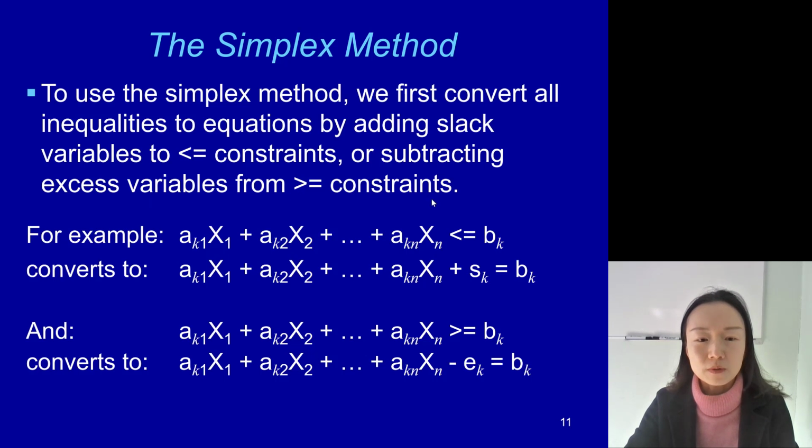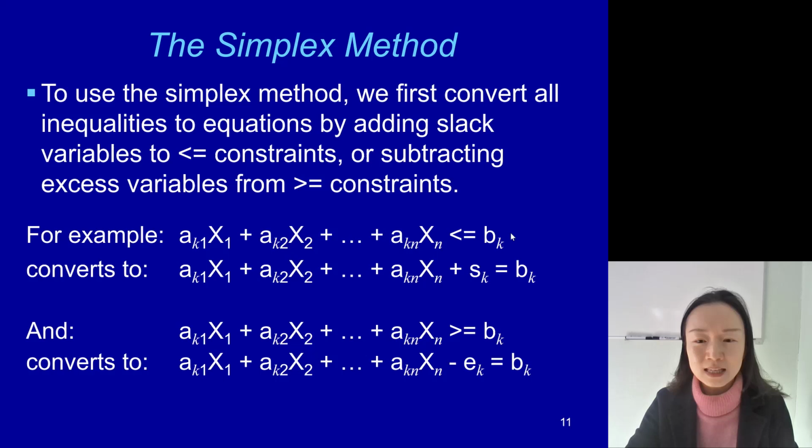For example, if our constraints look like this, those a's represent numerical values. We know that for linear programming models, our constraints take the format of some numerical values multiplied by our decision variables, added or subtracted together. That's the left-hand side, a linear combination of numerical values and our decision variables. Then it is less than or equal to a numerical value on the right-hand side.